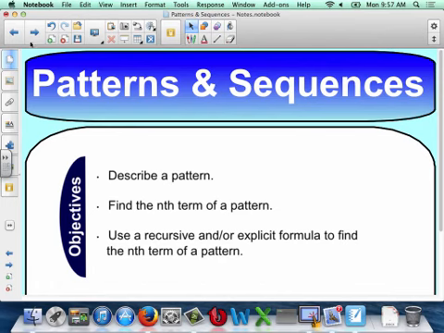So what I'd like to do first is we're going to kind of walk our way up to these recursive and explicit formulas and get used to talking about things in terms of the nth term. What's the fifth term? What's the sixth term? What's the seventh term? And how we represent that numerically and algebraically. So we're going to kind of work our way up to that.